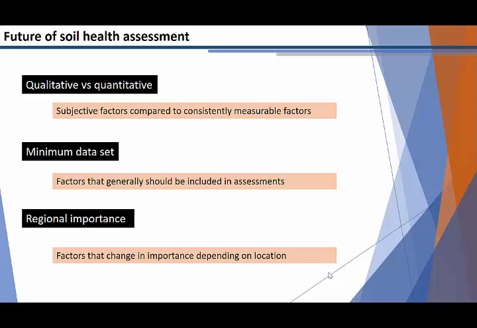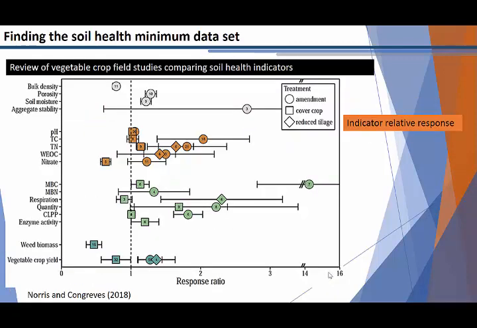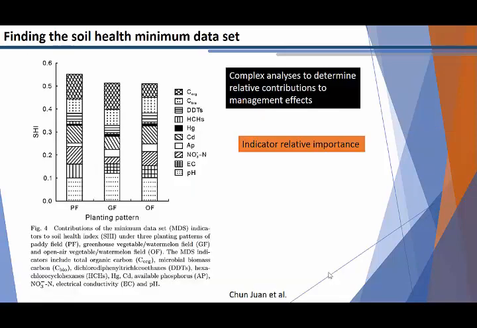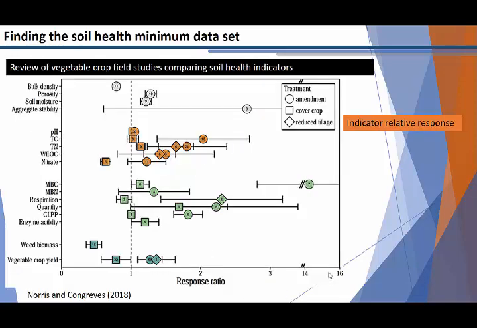And then we have the regional importance. How do we differentiate which indicators or which soil properties are more important in different regions, and how do they affect our interpretations? And I just wanted to show this last chart really quick before I stop. And, well, actually, I may be able to go into the NRCS stuff one. But just to show you an overall view of soil health here, this is a chart by Norris and Congreve published in 2018. They did a review of vegetable crop production across many fields, and they have the relative response here. This is the soil health indicator relative response.